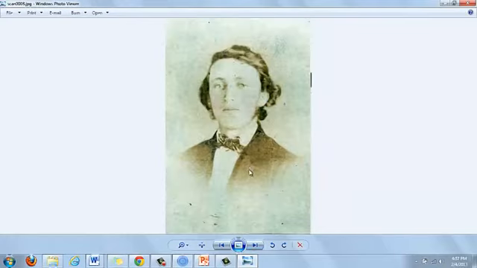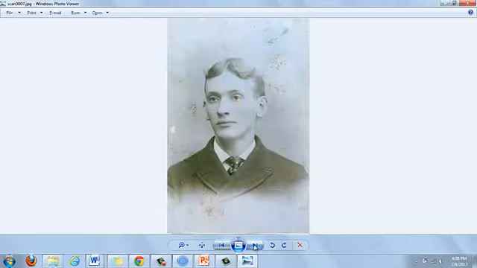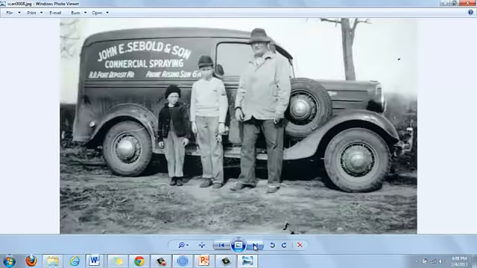This is actually a picture of my great grandfather, and we believe this might be my great grandfather as well. Again, looking kind of stern. This is my grandfather. I know that for a fact. This is a picture that would tell you a lot about my family. This is my grandfather here, and this is my father, and this is my father's nephew. This is actually a cousin, but it's my father's nephew.